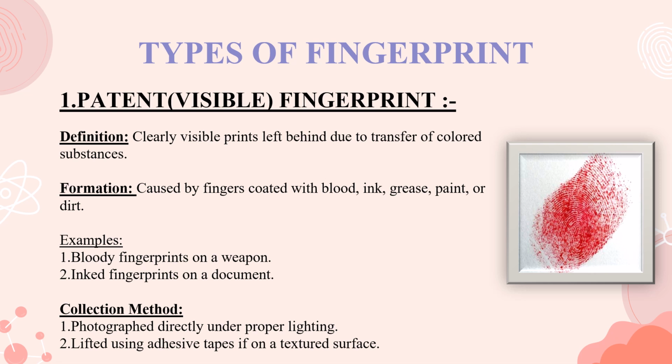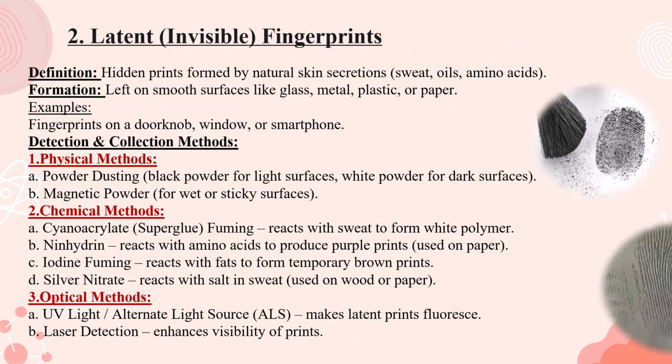Now let's discuss the second fingerprint type, which is latent or invisible fingerprints. These are invisible fingerprints formed through natural secretions such as sweat, oils, and amino acids left on smooth surfaces like glass, plastic, metal or paper. Examples of this type of fingerprint are fingerprints on a smartphone or window. These are detected and collected through various methods.